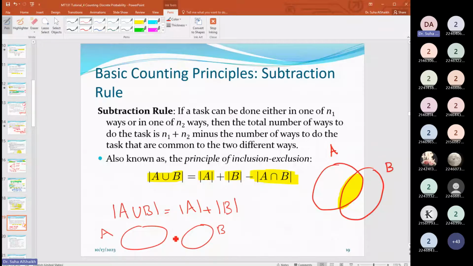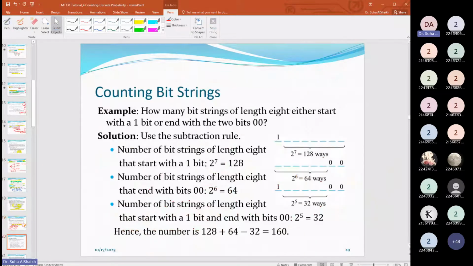Now when I have the option that they happen at the same time, in this case, I will have the subtraction rule. It will be cardinality of A plus cardinality of B minus cardinality of the intersection. And you will get this from this example, inshallah. How many bit strings of length 8 either start with 1 bit or end with 2 bits 0 and 0?